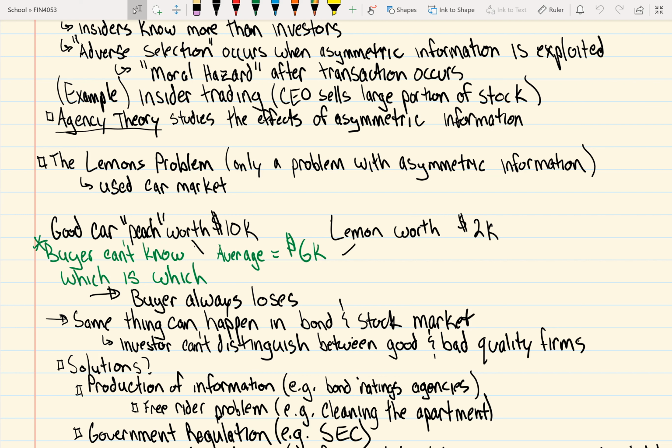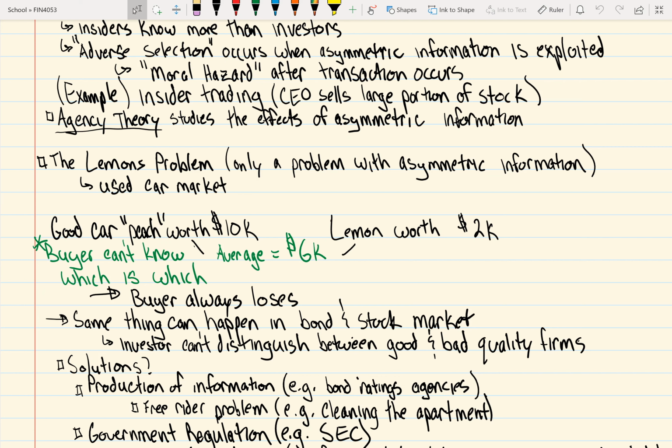So you're just going to assume the average price between the two. Consider the peach is worth $10,000. The lemon is actually worth $2,000. This information is known to the insider or the car salesman, but not known to you. But you know that there's a potential for this lemon that's worth $2,000. So essentially, you just average that together, which would be $6,000.